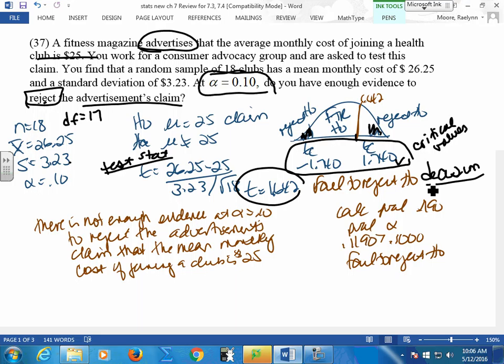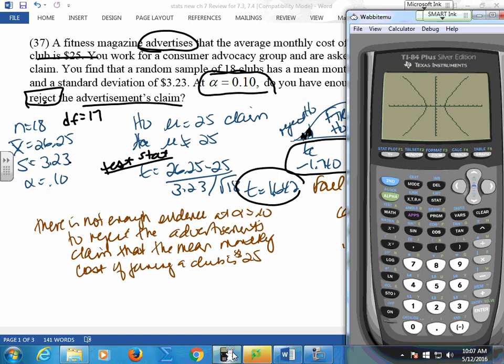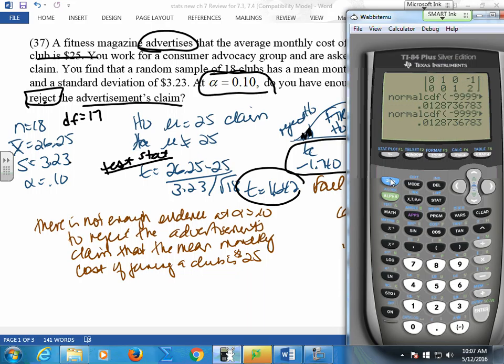How do I find my p-val for a t-test? I can't find it on the table because all the table does is give me those little values. It doesn't give me area. You're going to have to use your calculator for this. You're going to have to go to stat, test, and come down and plug this in.